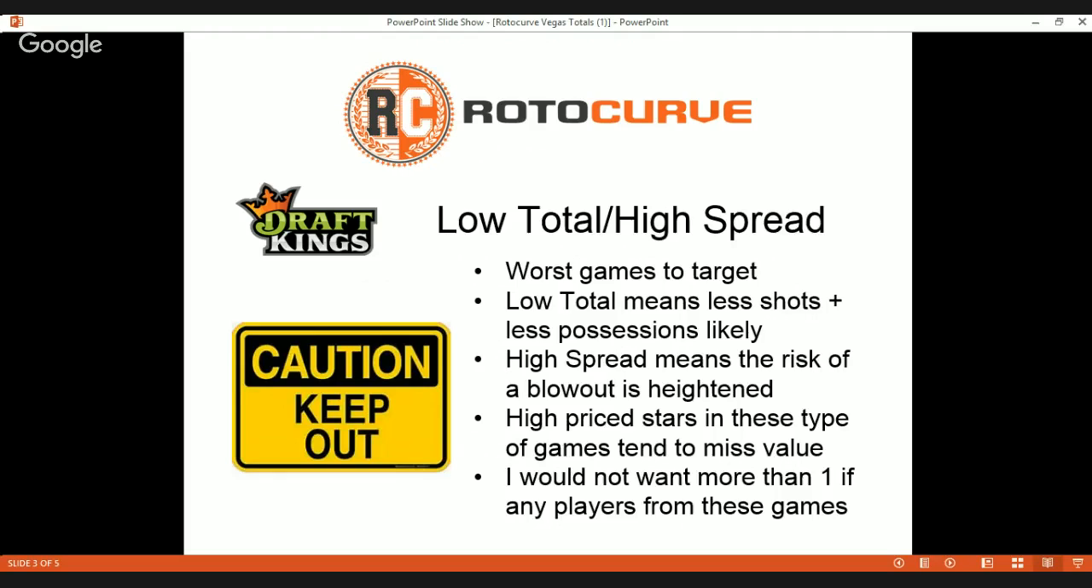This is usually when you see some of these young players get promoted to the starting lineup. Like Devin Booker is a good example of this, and Archie Goodwin. These are guys that got promoted, so they're getting more minutes. And then even if their team's getting blown out, they're still getting time on the floor. That would be the only type of player that I would want to look for in a low total, high spread game.